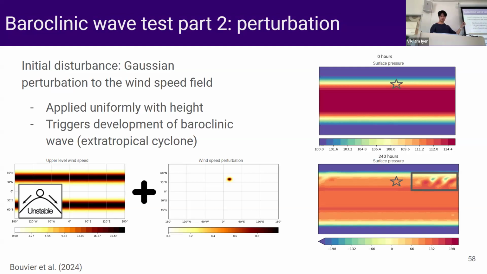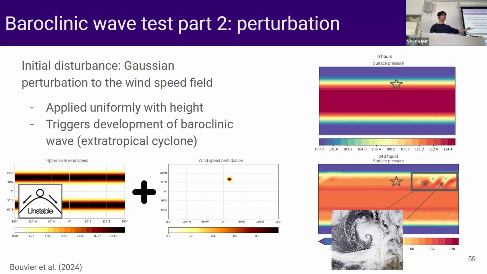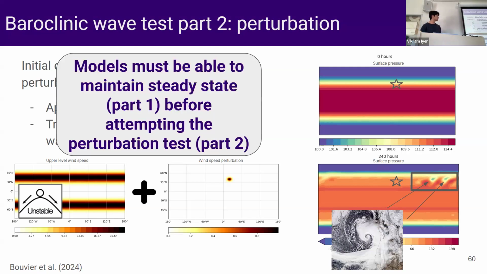And specifically, what you can see is that there are 2 low pressure systems there, which are exactly the extratropical cyclones that we're talking about. So even though we're on this aquaplanet world, this made-up world, the weather systems that we're looking at are analogous to those that we see in the real world. Okay, and it's worth noting that models must be able to maintain the steady state before attempting the second part, because if the ball rolls off the hill on its own, then you can't test the effect of kicking it off in a controlled way.